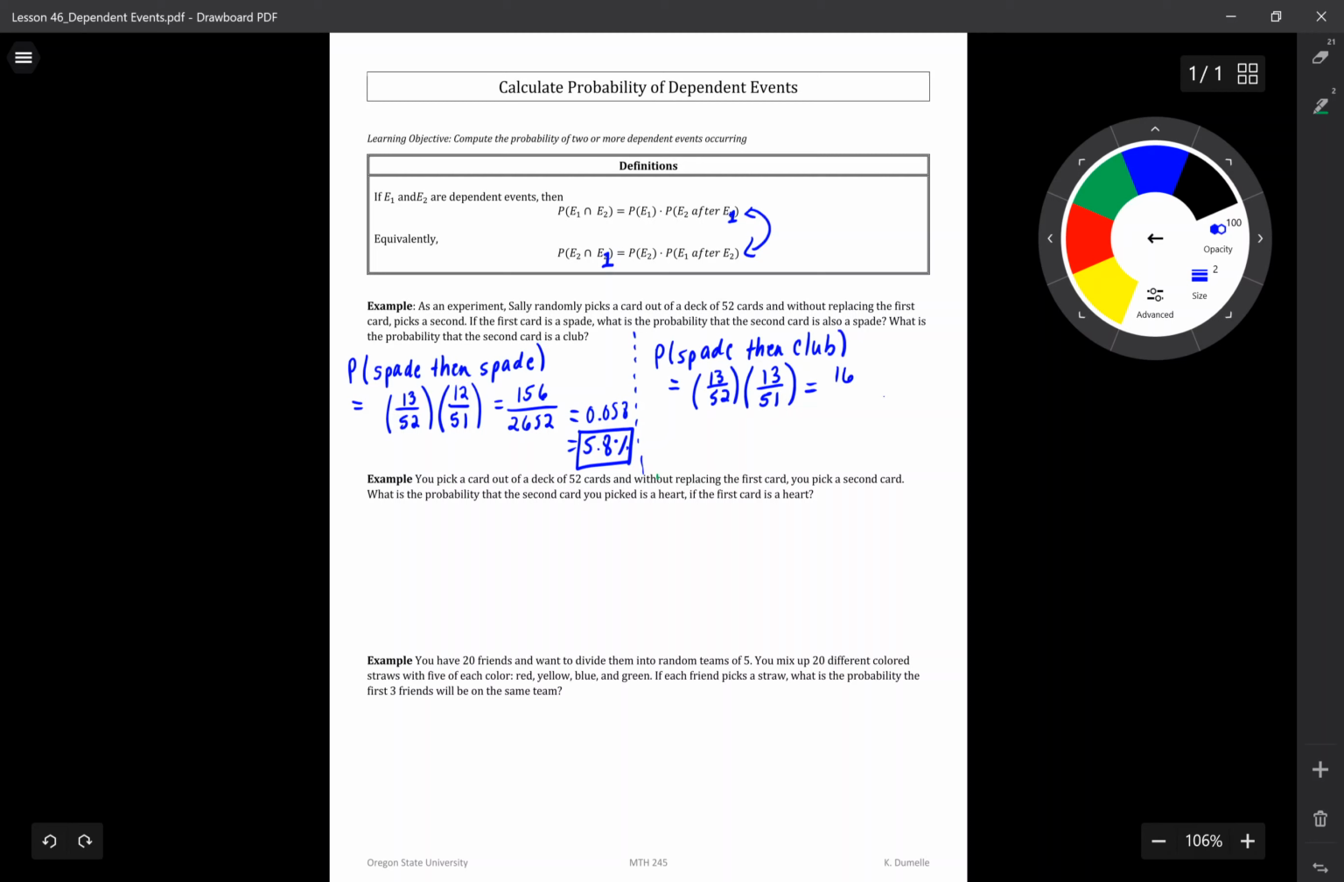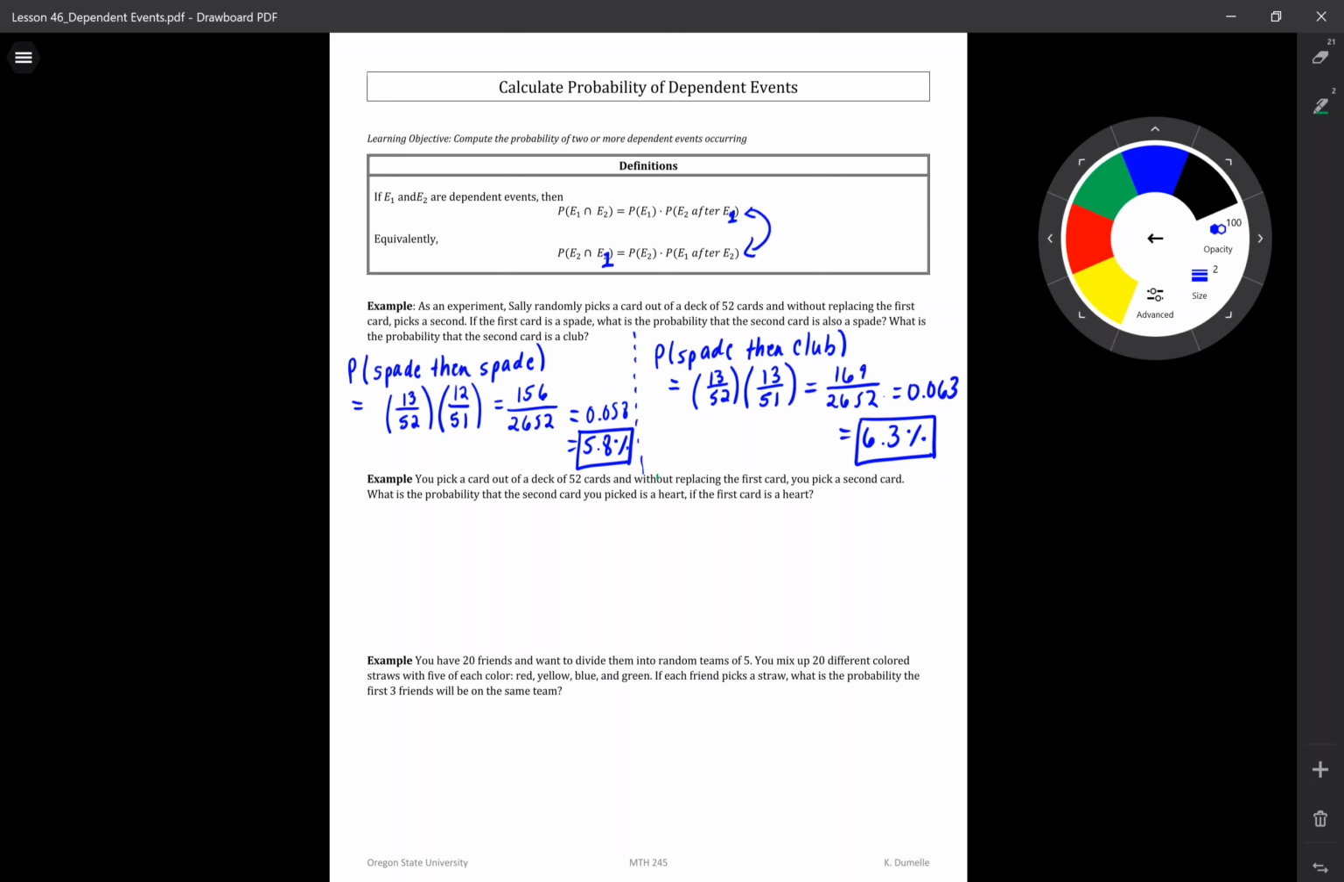So this is 169 divided by 2652. And 169 divided by 2652 is 0.063, or 6.3%. So this is kind of an example for sure on dependent events and how we can calculate that.